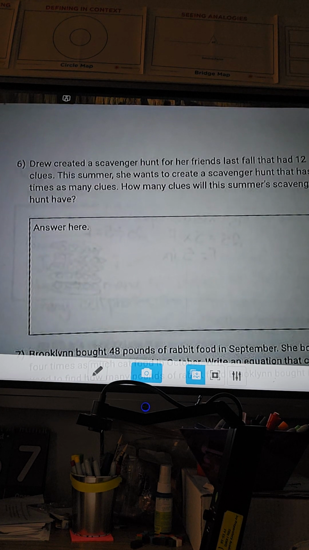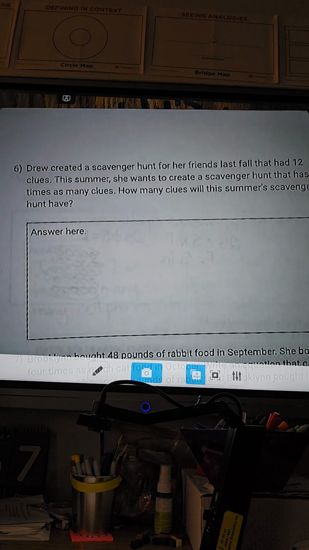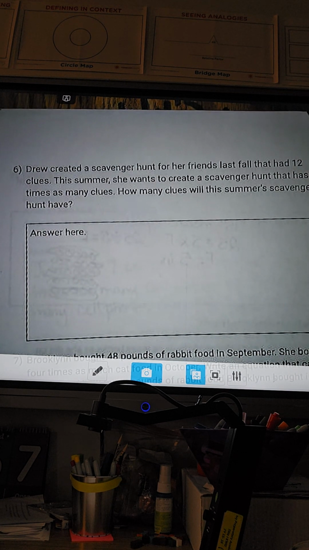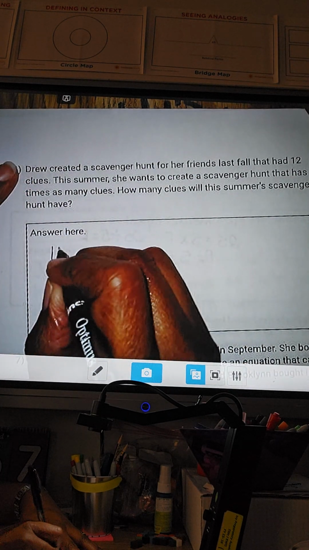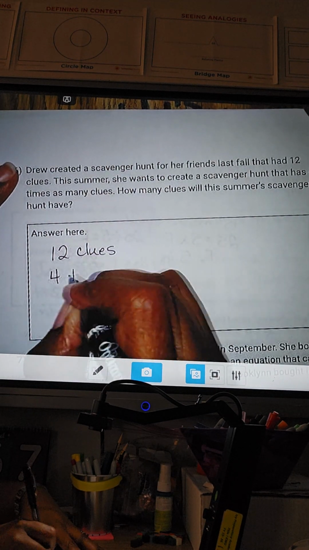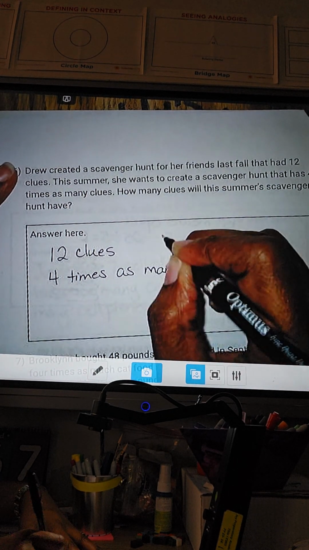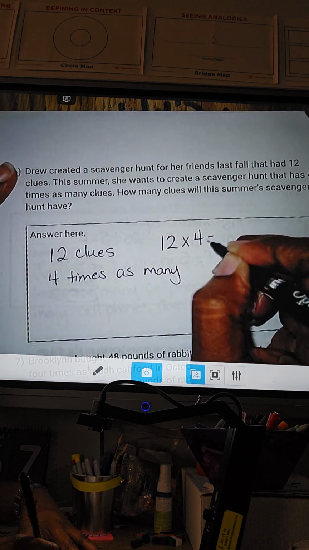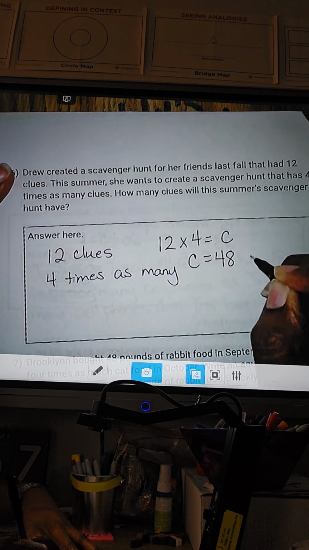Number 6. Drew created a scavenger hunt for her friends last fall that had 12 clues. This summer, she wants to create a scavenger hunt that has 4 times as many clues. How many clues will the summer scavenger hunt have? All right, so we know we're talking about a scavenger hunt. Last time she had 12 clues. This time she has 4 times as many clues. That means that 12 times 4 equals C. So C equals 48 clues.